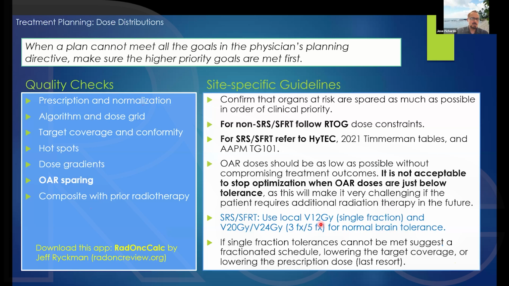All right, for SRS and SFRT for normal brain, if it's a single fraction, you're going to use V12. That's the volume of normal brain that's getting 12 Gy. If you're using 3 Gy fractions, you're going to use V20. And for 5 Gy fractions, you're going to use V24.